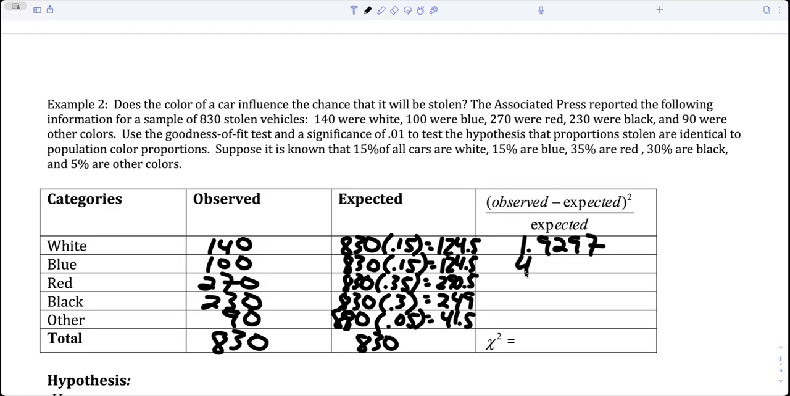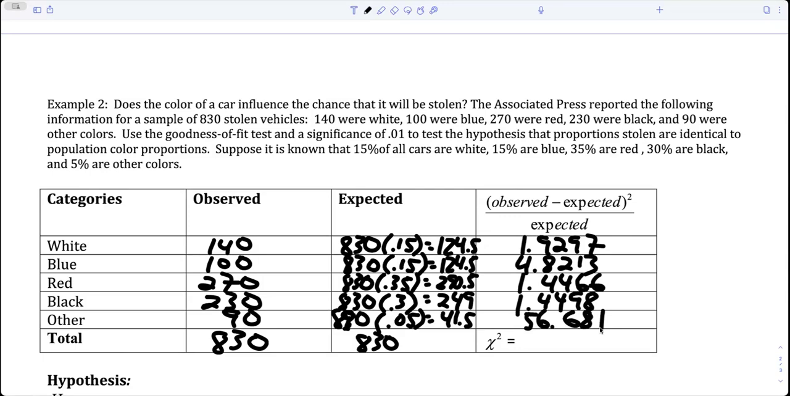And I got 4.8213. And then 1.4466, 1.4498. This one is 56.681.